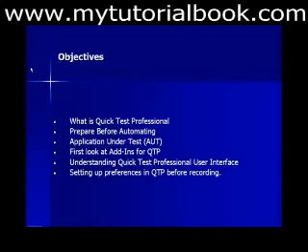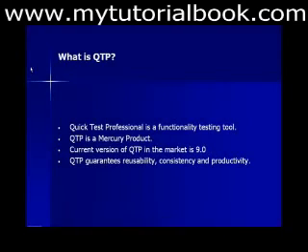Okay, so now let us start the class by getting to know what exactly is Quick Test Professional. QTP is basically a functionality testing tool. This is the most commonly used tool for functional testing. Quick Test Professional is a product of Mercury Interactive, and the current version of QTP in the market is 9.0, and this version was released in the second quarter of 2006.